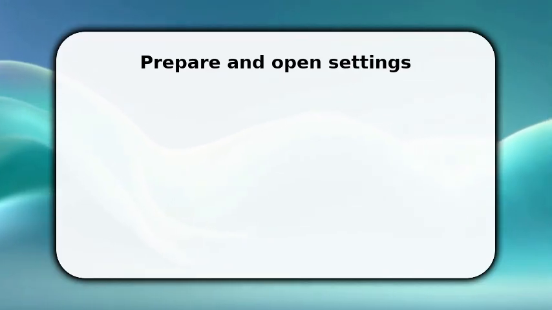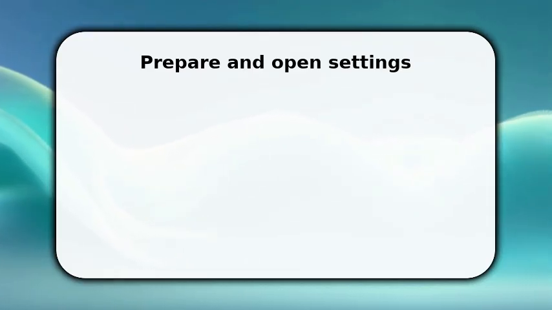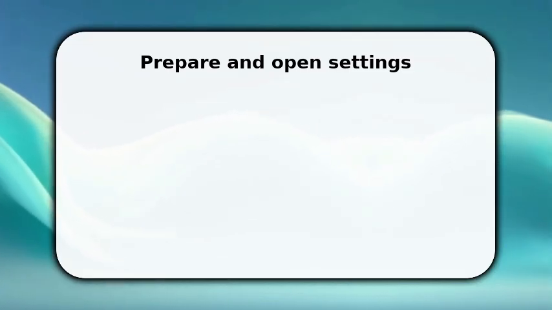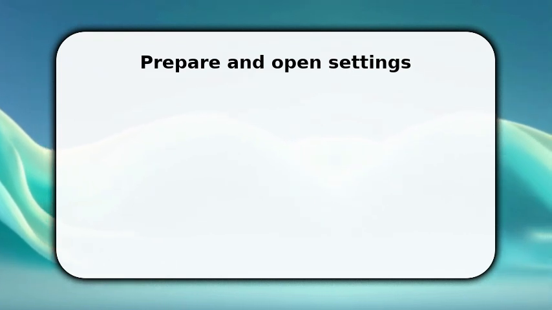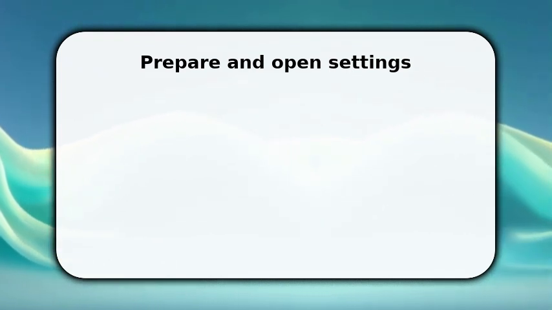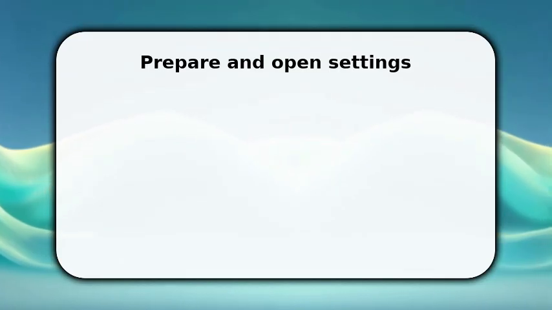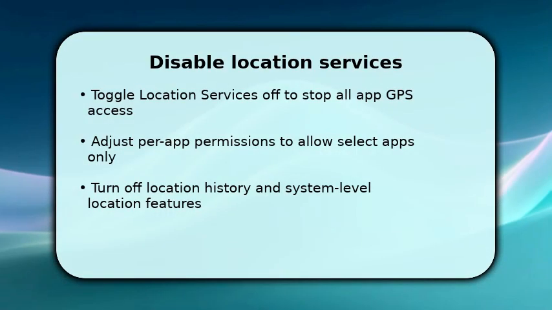That determines exact toggles. You're initiating a system-level change, so be ready to confirm prompts and enter your passcode or admin password when asked to prove you authorized the change. Next, go to Location or Privacy and flip Location services off to stop global GPS access. If you prefer selective control, keep System Location on and change per app permissions.